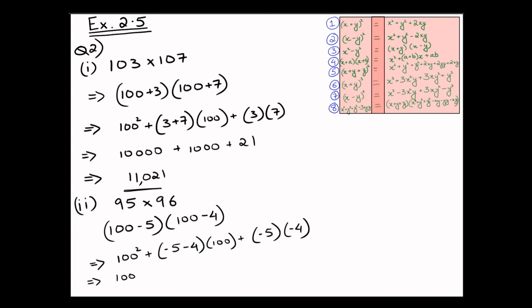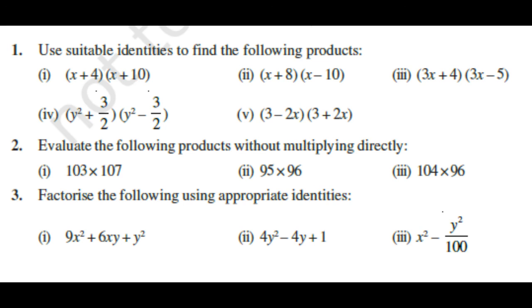This gives us 10,000 minus 900 plus 20. This can be written as 9120. Now again, we can directly multiply 95 into 96 to cross check whether we get the same answer, and most definitely we will. Moving to the third part.